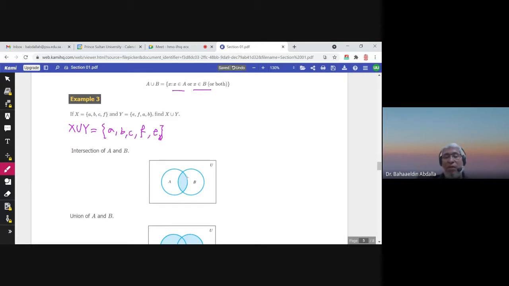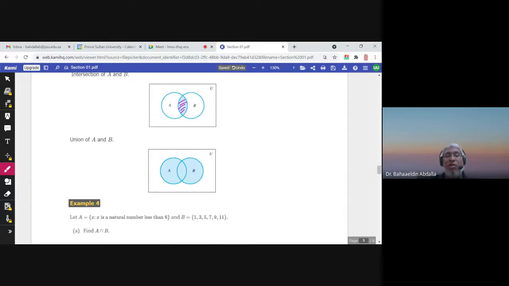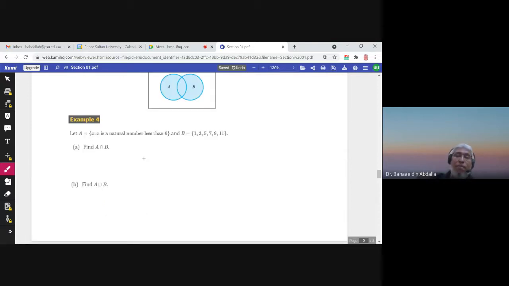Intersection of A and B, this is the intersection, the elements of A and B at the same time. And the union of A and B has everything. So this is the Venn diagram of the intersection and the union.